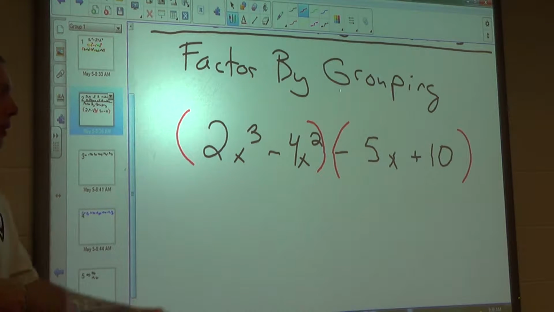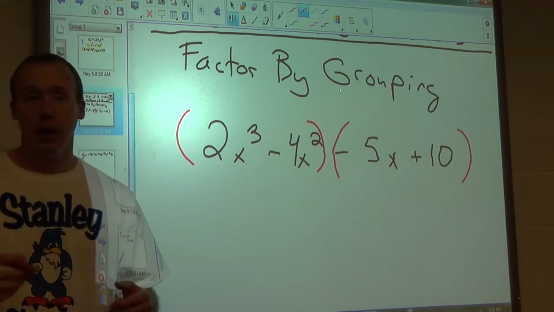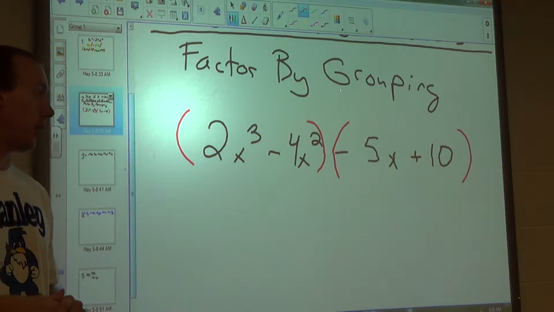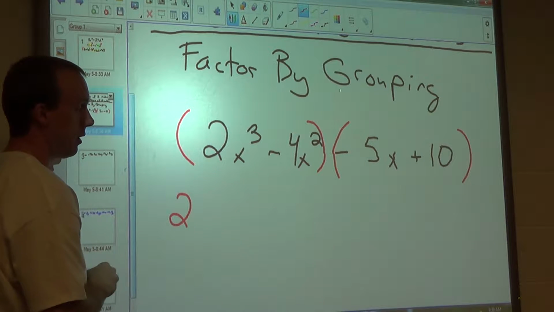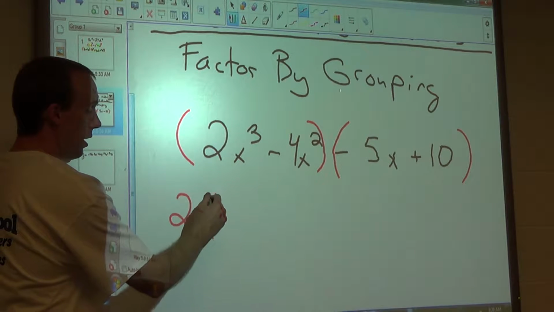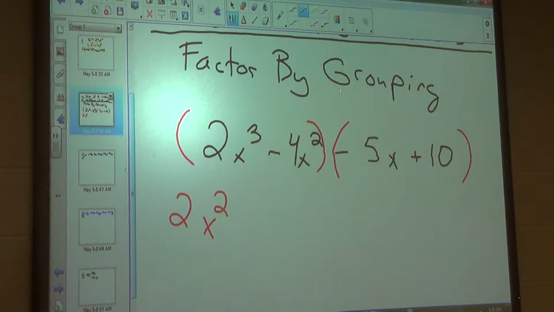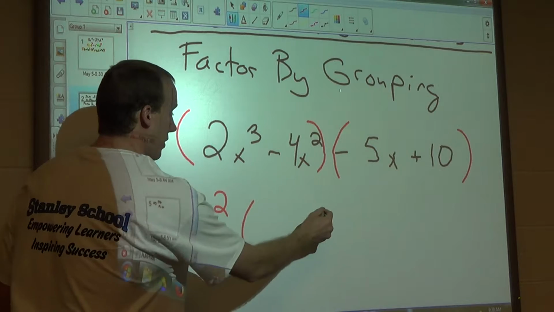The next thing I'm going to do is look in this first group and ask myself, is there something in common that I can factor out? A 2? Anything else? An x? And an x squared actually, because x squared is the highest power there. So I'm going to factor a 2x squared out of this first parenthesis.